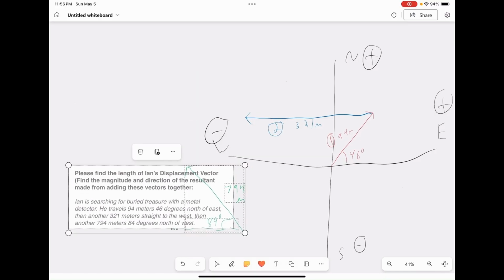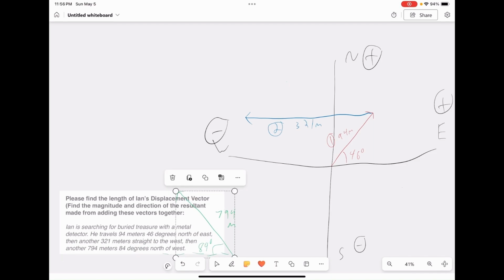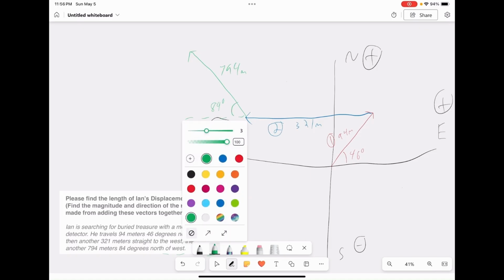I'm going to move my text box that's got the question in it, actually. Oop. I just select this. Let's go. Okay, whatever. I'll just draw this again. It's fine. Everything's fine. 794 meters. Okay, great.